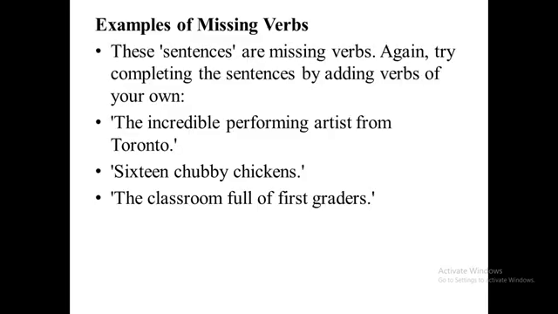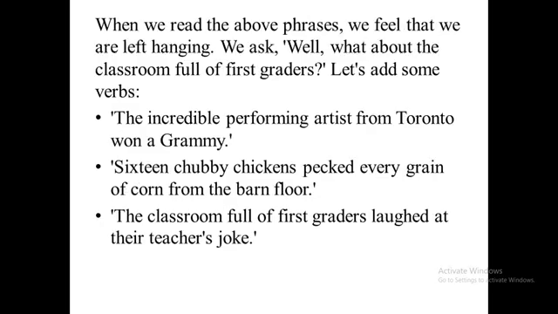Now we have to look at examples of missing verbs. These sentences are missing verbs. Again, try completing the sentences by adding verbs of your own. Now look at the examples: The incredible performing artist from Toronto. Number 2: sixteen chickens. The classroom full of first graders.